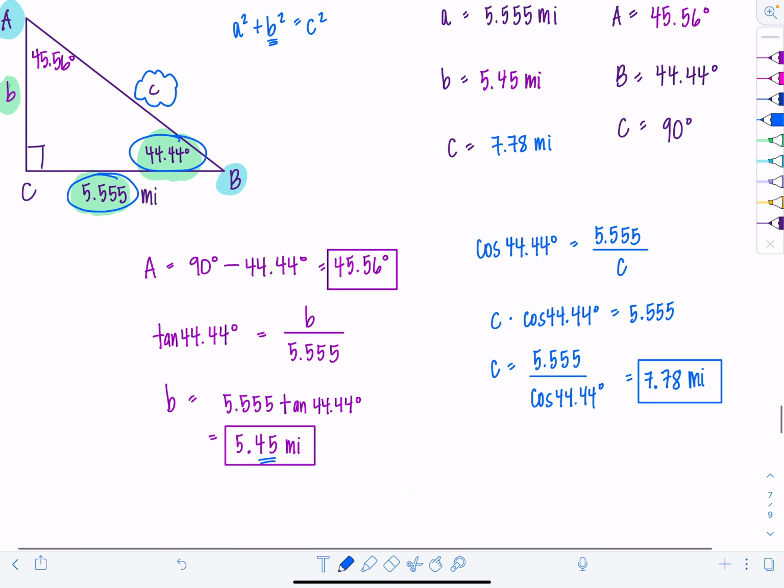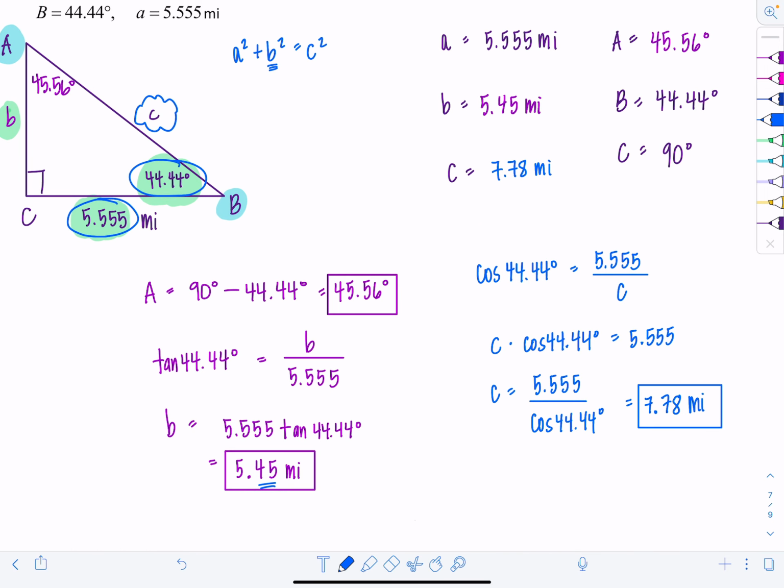Now, you can try with the Pythagorean theorem. Let's see if we have much error or not. So we were trying to find side C. A squared, A was 5.555 squared plus, what did we get for B? 5.45 squared equals C squared. So c squared is equal to, you could just do this in your calculator and not even write it out for me. That's fine. But it's equal to 60.560525. Then you take the square root of that.